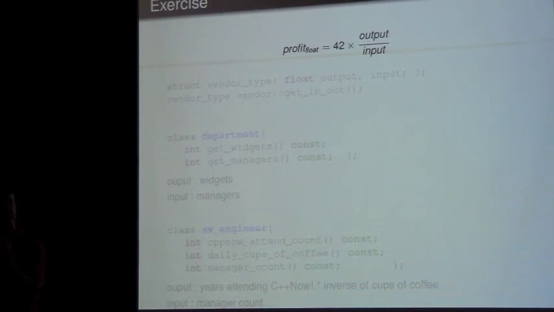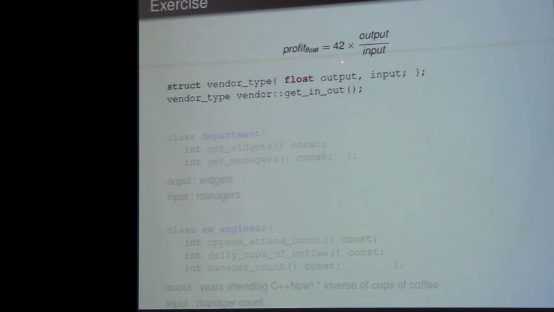And it just so happens that I gave this to Woodsy as a project and said, I am going to C++ now, and you're going to stay here and work on it. So you guys all get to pretend like you're Woodsy this week. And this is the type of thing that you're going to see, potentially. You're going to see a vendor type that has a float inside of it called output and one called input. And it happens to come from this function called get in out. I don't know, but it's from the vendor and I can't change it. Get in out returns this type.